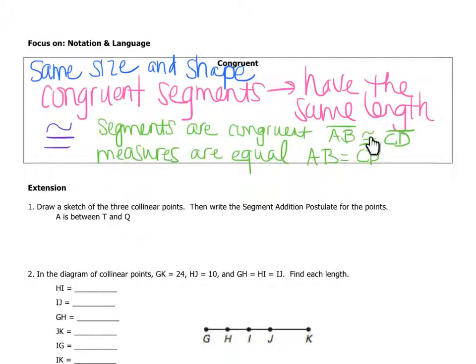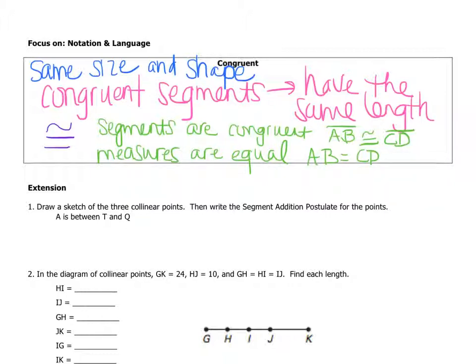Notice when I'm talking about the segments themselves, I'm using the segment symbol. When I'm discussing their measures, I don't have that, okay? And I will remind you, like, every single day the difference between those, okay? The segments are congruent. Their measures are equal.